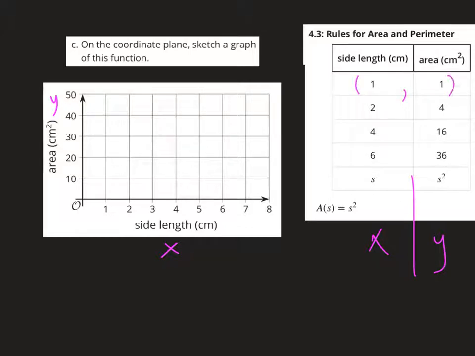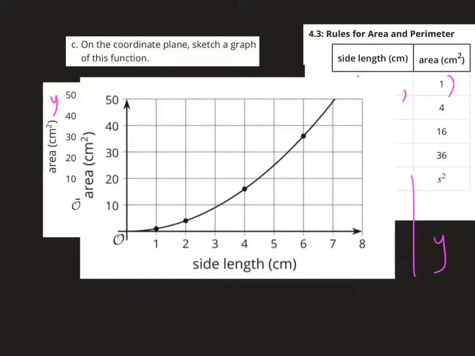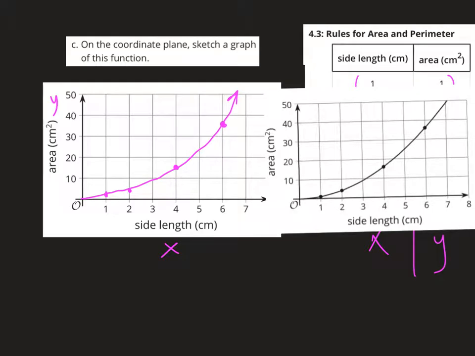So we have 1, 1. So 1, 1 is probably right about just off the line there. 2, 4 is going to be still kind of right there. 4, 16 is going to jump pretty quick. And then 6, 36 is going to be way up here. And so if we start from 0, 0, it looks like this is growing as a curve pretty quickly. And there's our sketch. There's the author's version if you wanted something maybe a little bit bolder, cleaner looking. But as you notice, it's pretty similar.